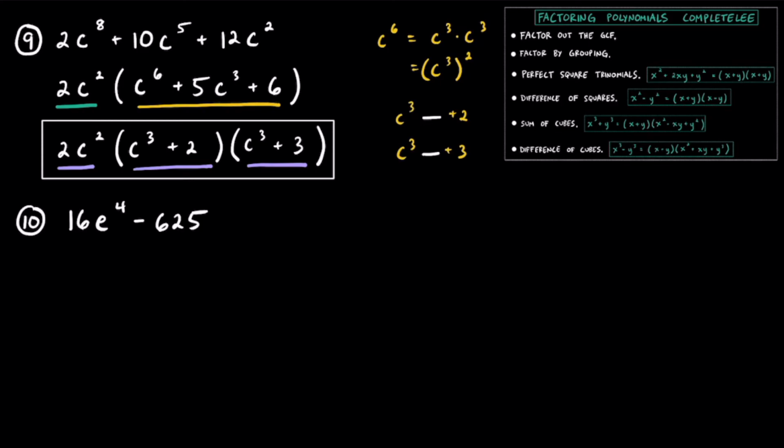For number 10, let's see if we can factor 16e to the 4th power minus 625. Right away, if you want to pause it and see if you can try it on your own, or pause to see if you notice a pattern, go ahead and do so. Otherwise, I'm going to go right ahead through it.